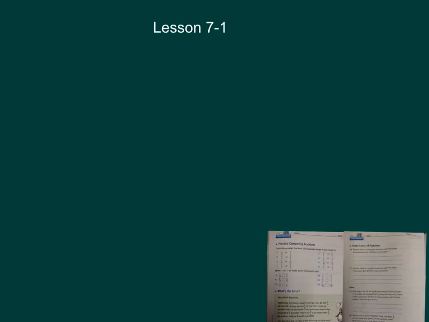Alright, boys and girls, today's lesson is lesson 7-1, comparing fractions. First thing I want to do is write a couple fractions on the board, and I want you to think about the difference between these two fractions, and the comparison between the two fractions. What can you say about these two fractions? So 1/10 and 1/5. Okay? I want you to think about these two fractions.